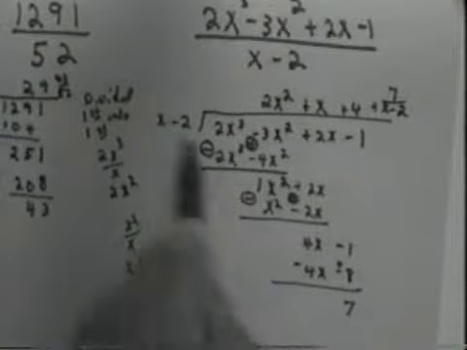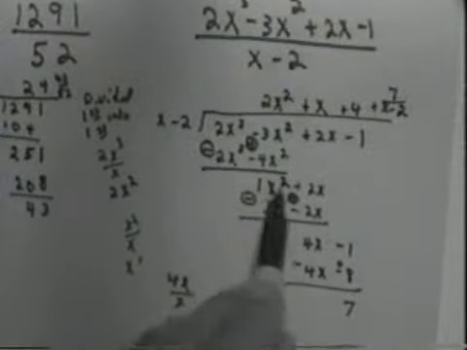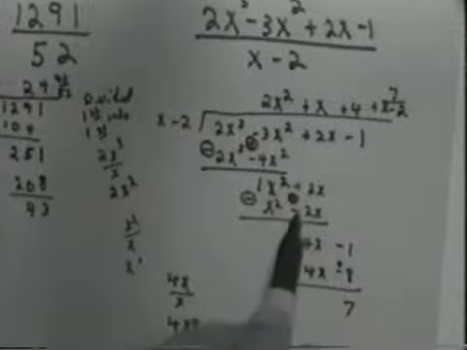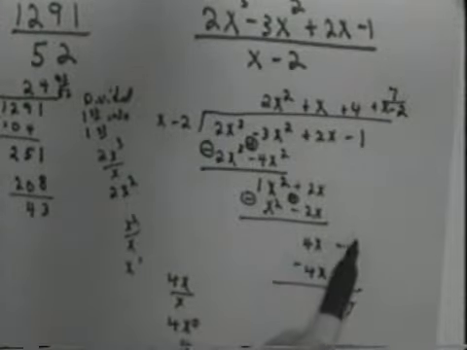Now once we bring down, we go back and start dividing again. X into x squared is x. Then we multiply. Then we subtract. Then we bring down. Then we divide again. So you just keep repeating this sequence of steps.